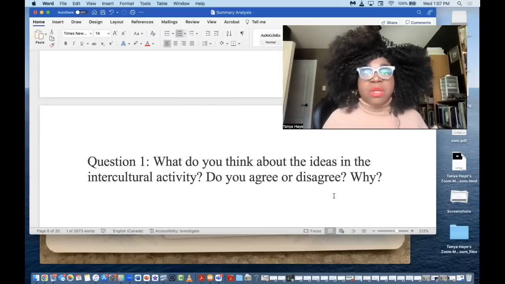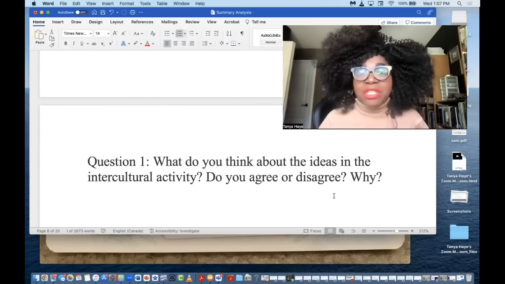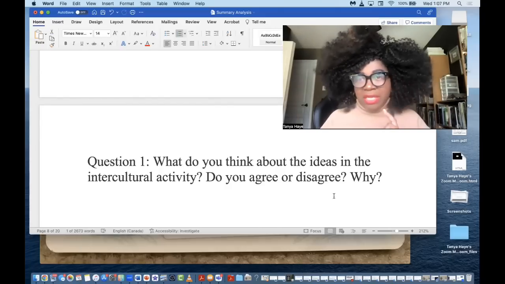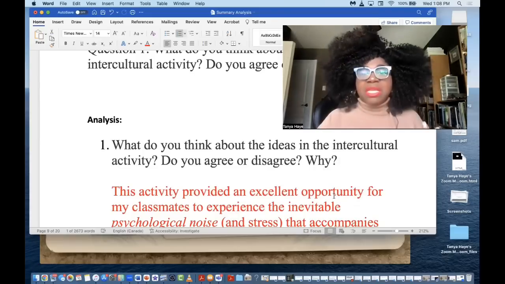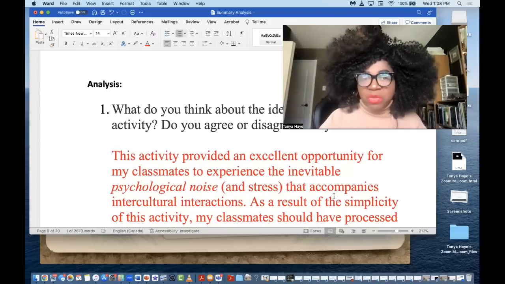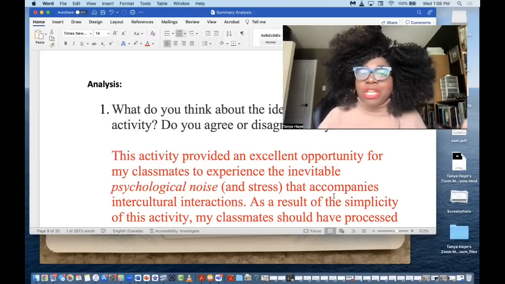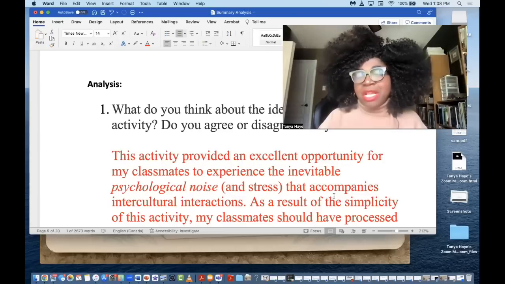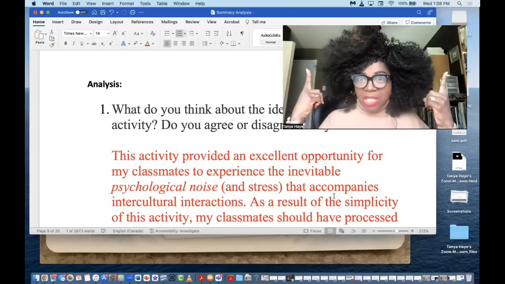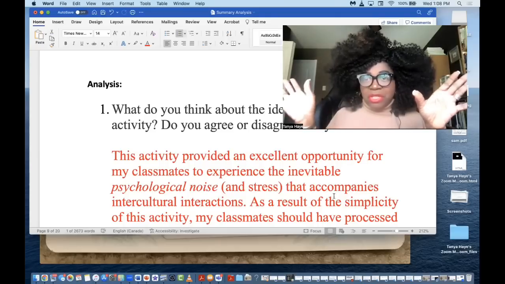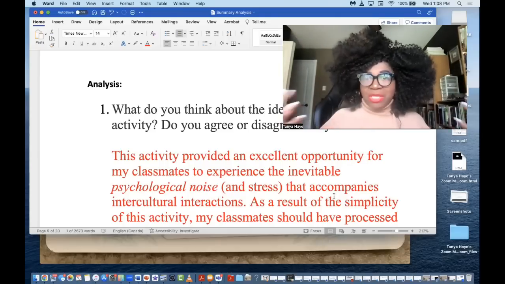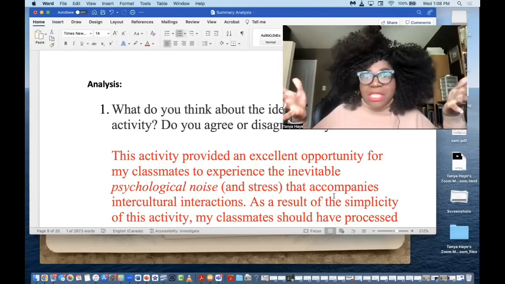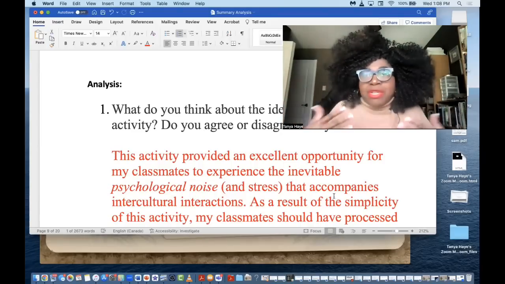So the first question is, what do you think about the ideas in the intercultural activity? Do you agree or disagree? Why? So that's the first you're going to attack, right? And I put, this activity provided an excellent opportunity for my classmates to experience the inevitable psychological noise that accompanies intercultural interactions. Now you remember from Adler, psychological noise: there's a sender, there's a receiver, and then there is noise. So what I was saying is that you got a chance to feel and experience that noise.